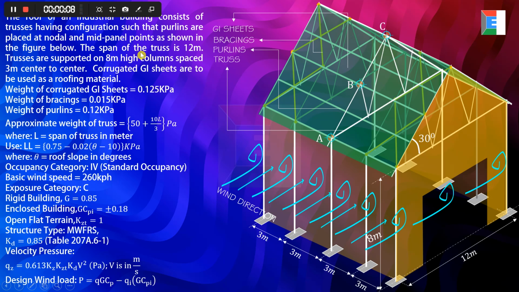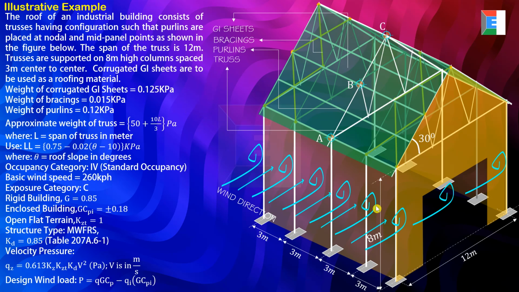So, the roof of an industrial building consists of trusses having configuration such that the purlins are placed at nodal and mid-panel points as shown dito. So, meron tayo dito ang purlins. Ayan. So, it is placed at nodal points saka sa mid points. And then, the span of the truss is 12 meters as given.